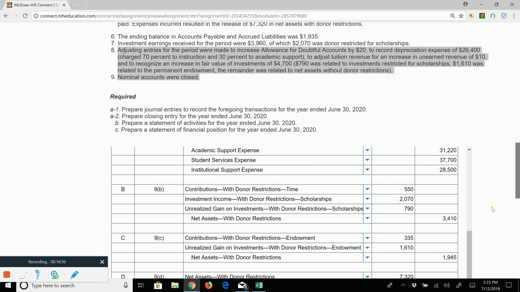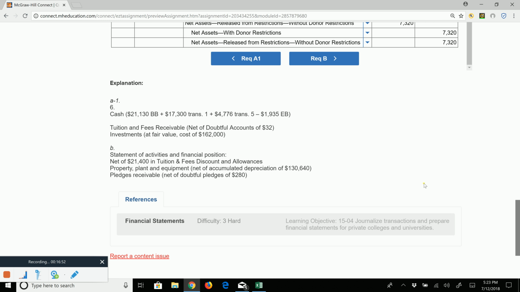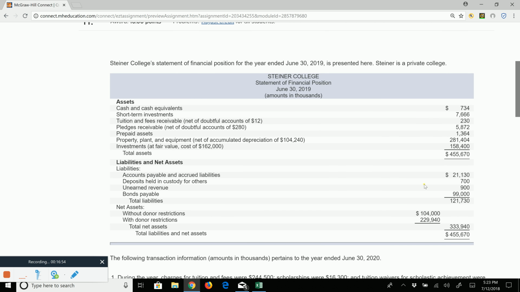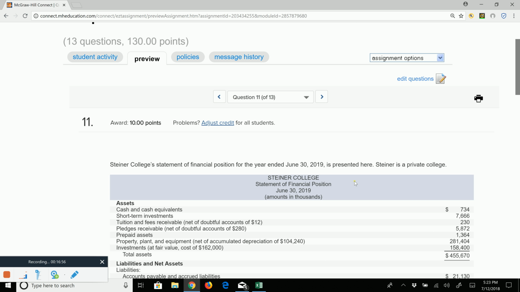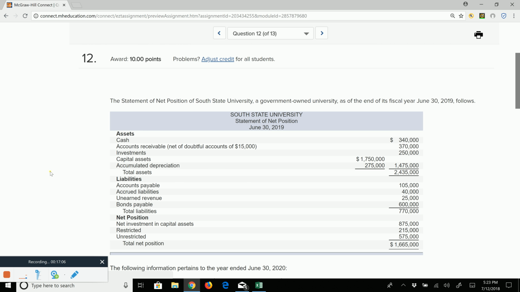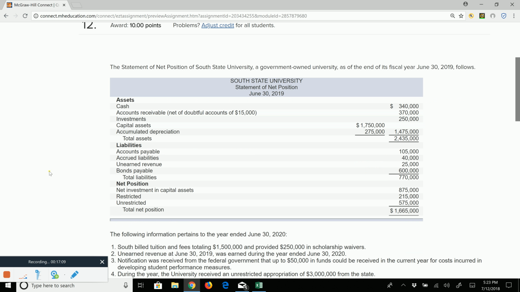All right, so after the journal entries, let's take a look at what we're going to do. Oh, I guess that's it. That's what we're having for that particular problem, private nonprofit college. Now the next one, we're going to take a look at a public nonprofit college. This is similar to FAU, Florida Atlantic University.